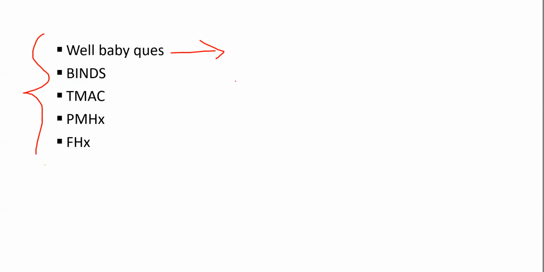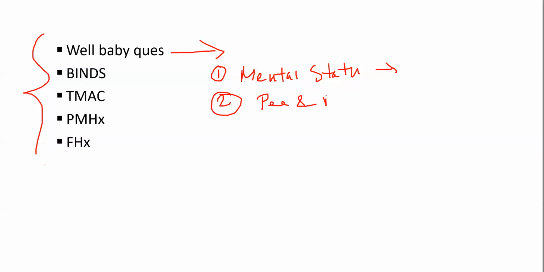Now coming back to well baby questions. For well baby questions, we ask several histories. First of all, we ask about the mental status of the baby. We ask, do you think your child is active, alert, or drowsy? So active, alert, or drowsy is the mental status. Second, we ask about pee and poo, which is bowel and bladder, which you already asked in the differential diagnosis.